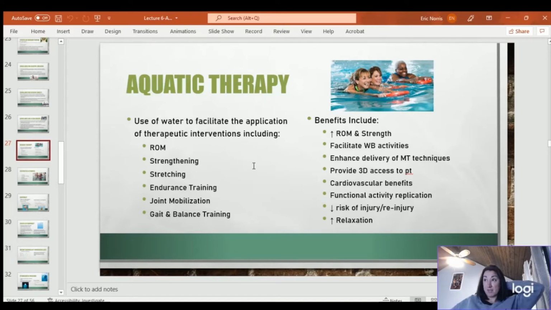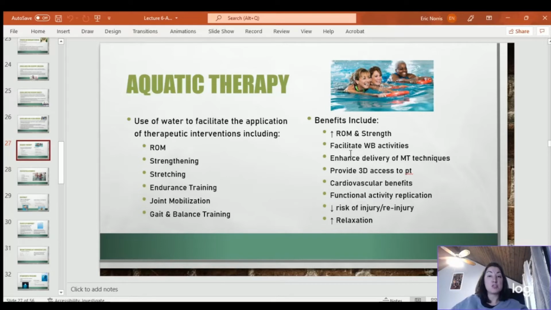Some of the benefits of doing it in the water is you can have increased range of motion and strength. You can facilitate weight-bearing activities, so the buoyancy keeps an upright position and helps offload some of the weight, decreases the pressure on the joints while still allowing them to weight bear.